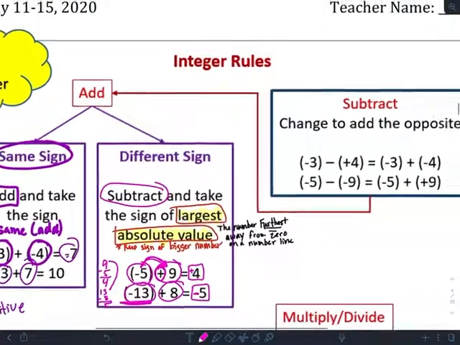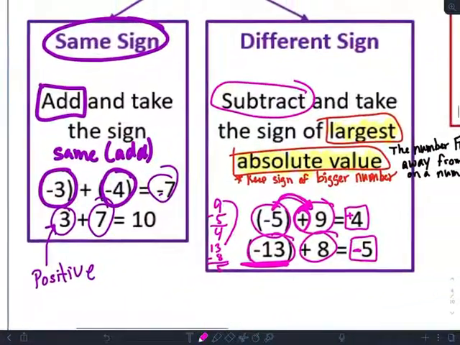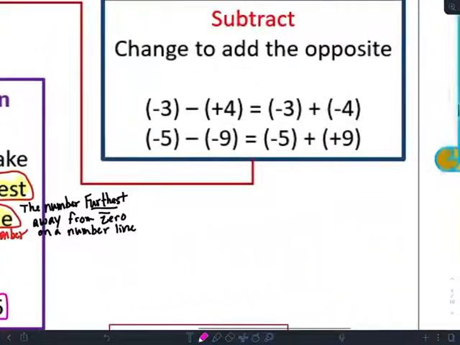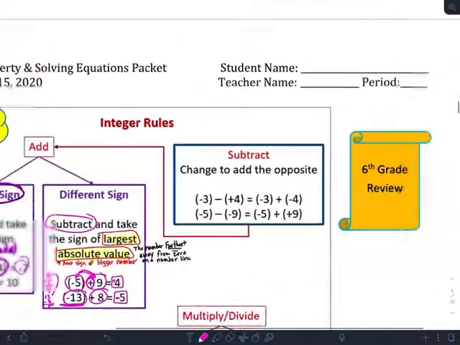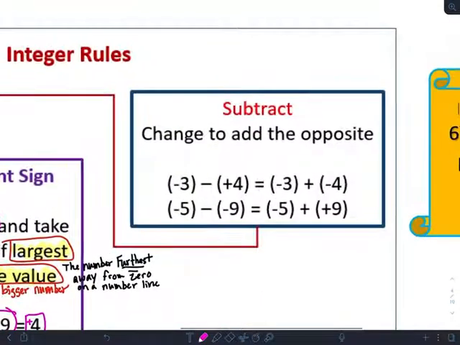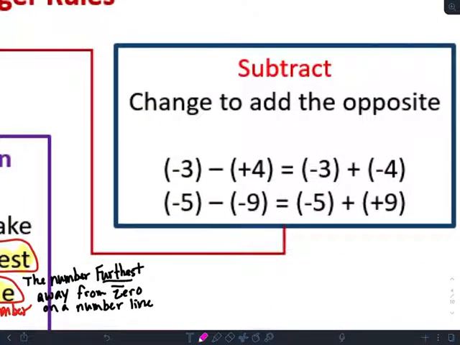Any questions on this one, guys? Raise your hand, please. Just kidding, can't see you guys. But if you have any questions on this, please let me know, message me. What is this here? Subtracting, change to add the opposite. Same thing, guys. It's the same thing.